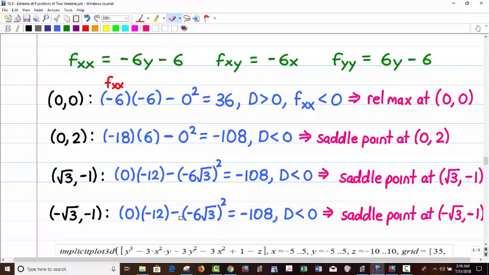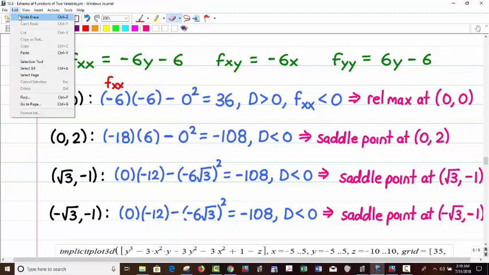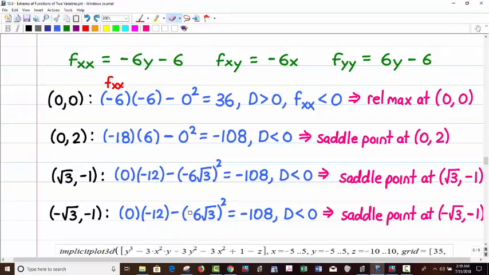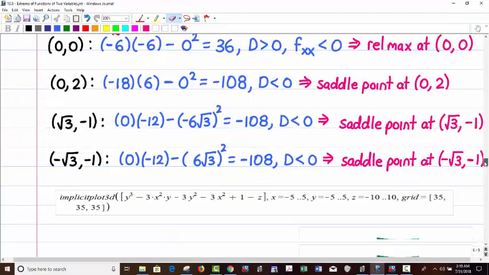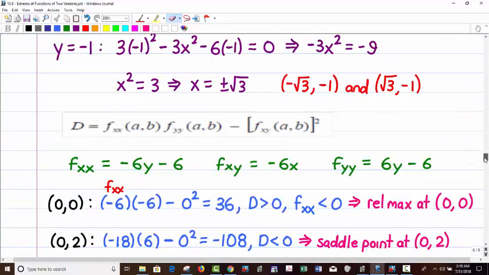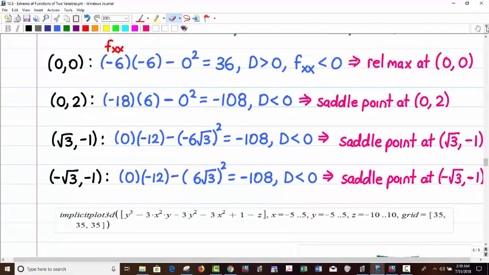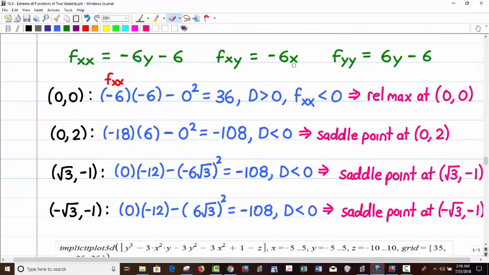This one should be positive right there, because you have negative 6x here, so it'll be positive 6 square root of 3. And you're going to get negative 108 again for this one too. So we also have a saddle point. So this one has 3 saddle points and a relative max at (0, 0).